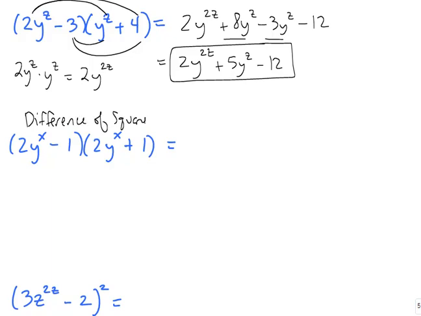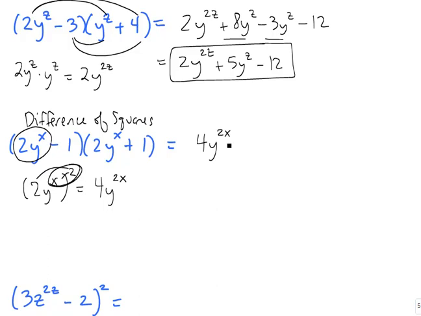So the pattern that we had for that was to take the first term and square it. Now be careful here. When you square 2y to the x, you're going to square the 2, which turns it into 4. And when you square y to the x, using laws of exponents, this is a power to a power, so you're supposed to multiply these two powers together. X times 2 is 2x, so we will get y to the 2x. So when you square 2y to the x, you get 4y to the 2x.